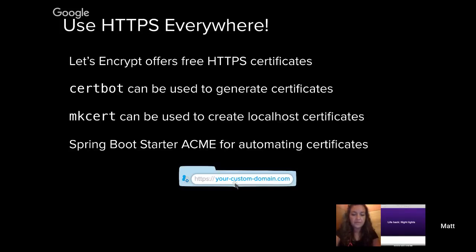And then there's also a Spring Boot Starter, Acme project, that automates the getting of certificates. So Acme stands for Automatic Certificate Management Environment. Let's Encrypt supports that, and you can basically have a cron job that gets you new certificates all the time.